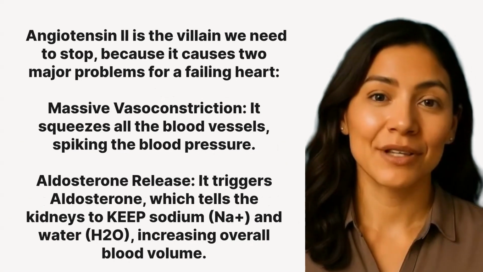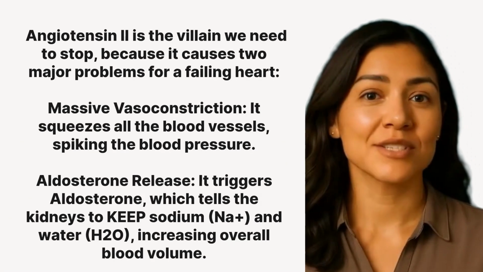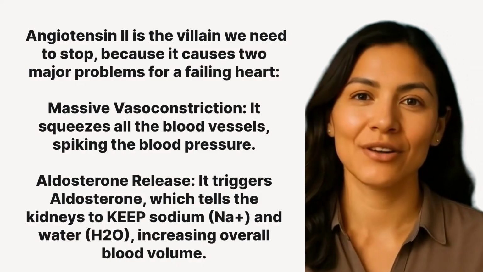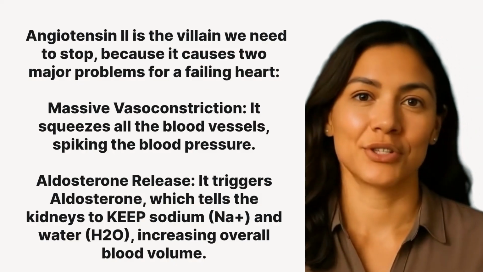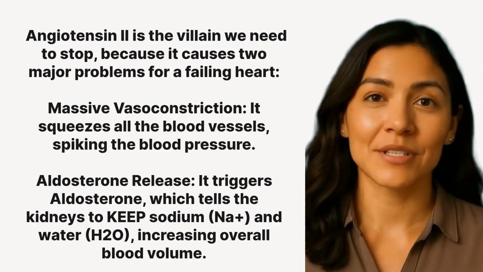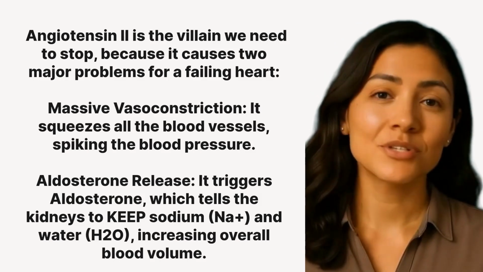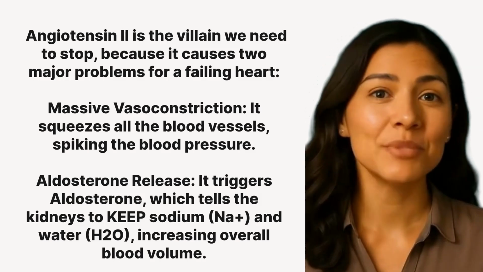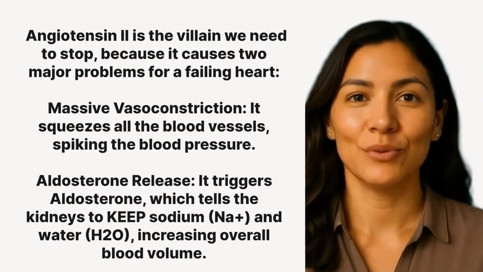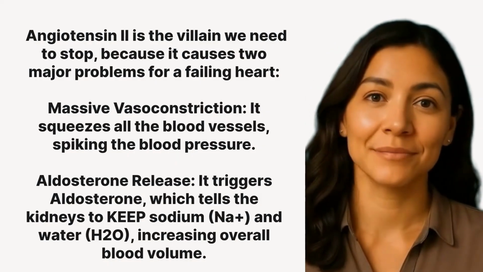Angiotensin 2 is the villain we need to stop because it causes two major problems for a failing heart. Massive vasoconstriction. It squeezes all the blood vessels, spiking the blood pressure. Aldosterone release. It triggers aldosterone, which tells the kidneys to keep sodium, Na+, and water, H2O, increasing overall blood volume.